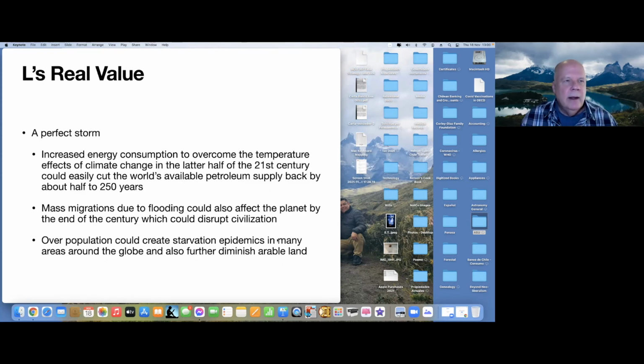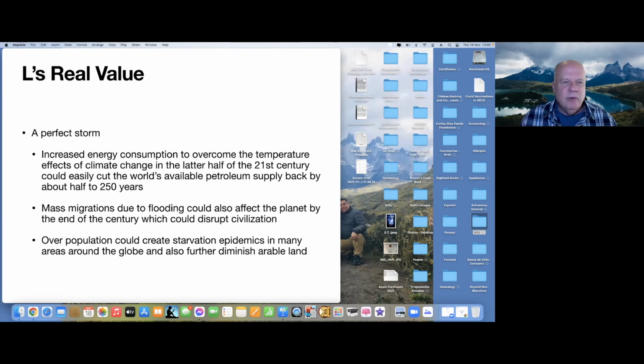So when I'm trying to compute L, I'm considering these things, and I'm looking at them as a perfect storm. Increased energy consumption to overcome the effects of climate change in the latter half of the 21st century could easily cut the world's available petroleum supply back by about half. That brings that 500 years we saw earlier down to 250 years.